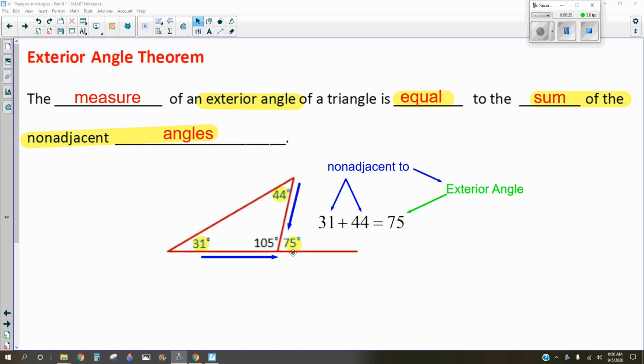Remember, non-adjacent means away from. So 44 and 31 are angles that do not touch 75. They're non-adjacent. So if I add 31 plus 44, because they're non-adjacent, I'll notice that their total is 75, which is the same measurement as our exterior angle. This will always happen. So let's look at another example.